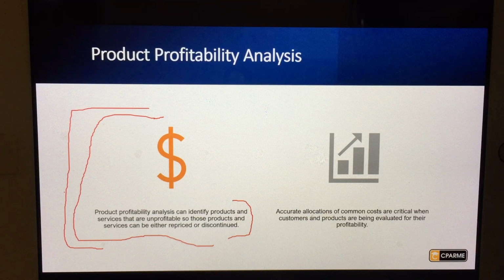Tapos, ayan, accurate allocation of common costs are critical. Kasi, ano nangyayari dito? If you evaluate, diba, uwi ulit tayo doon. If you evaluate things, not just managers, but managers, customers, products, segments, divisions, based on things that they cannot control, distorted na ang information na tinitignan mo.